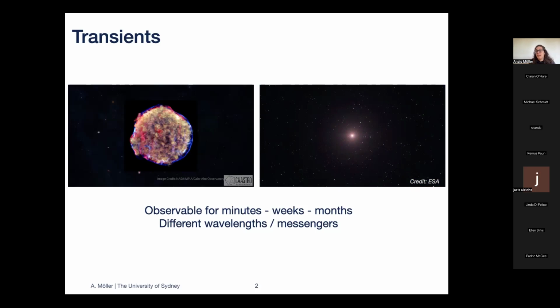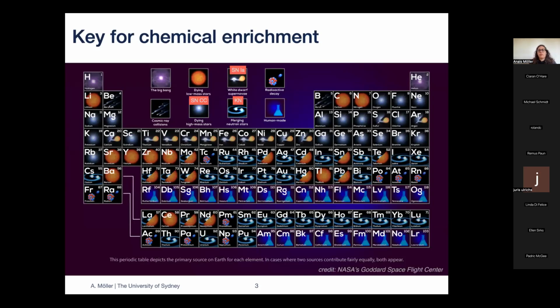So why do we care about transients? Part one is because they are responsible for most of the chemical enrichment in our universe. Here I'm highlighting in red the three types of mergers or explosions: type 1a supernova, core collapse supernova, and kilonova. And if you see the periodic table of elements found here on Earth, you can see that most of the elements can be traced back to an origin in one of these extreme events.